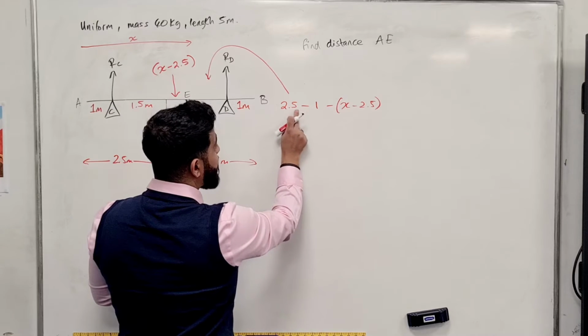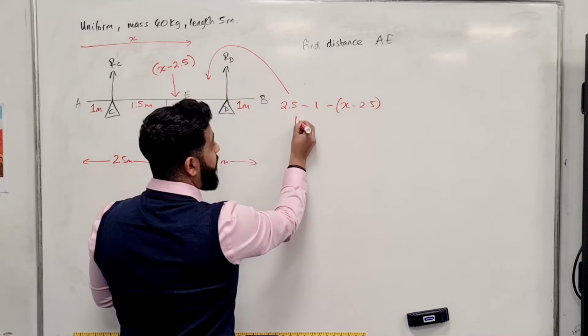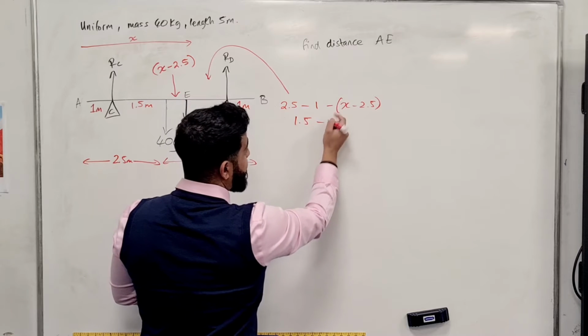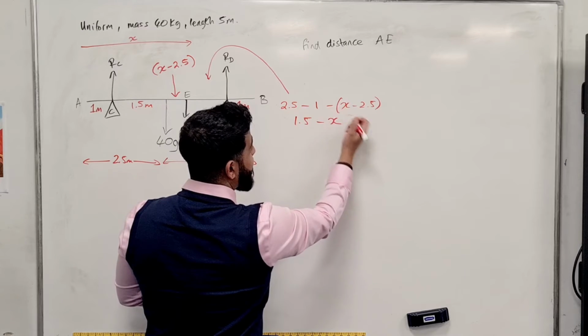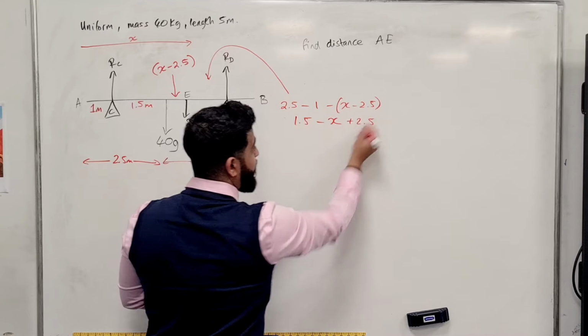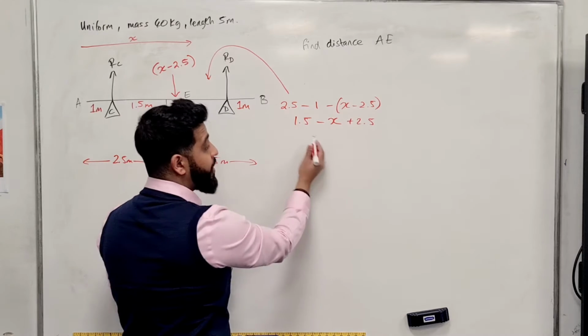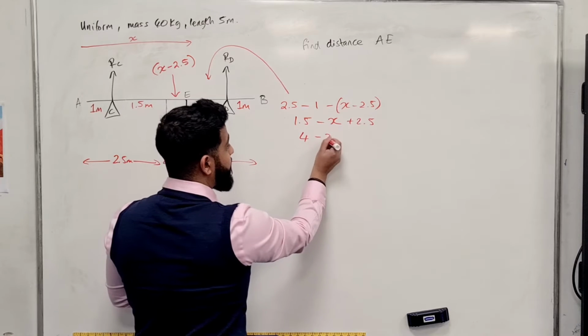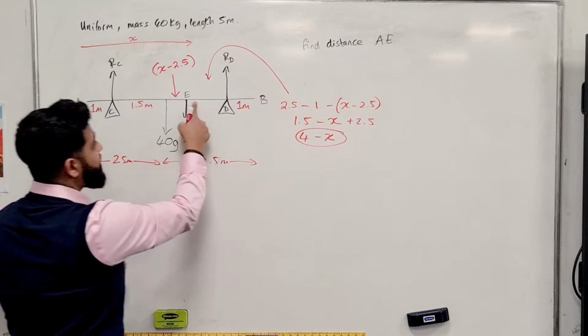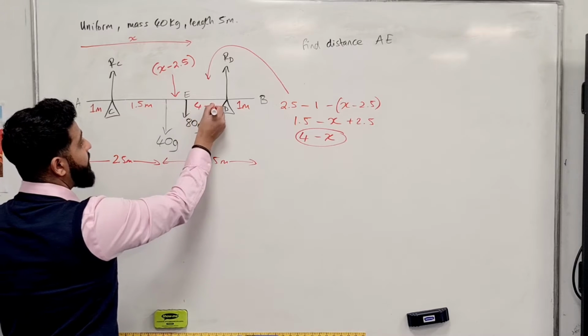What does that give me? 2.5 minus 1 is 1.5. So I have minus X coming out of that. And then these two negatives will give me a positive 2.5. So in total, I have 1.5 plus 2.5, which is 4, minus the X. So this here is 4 minus X.